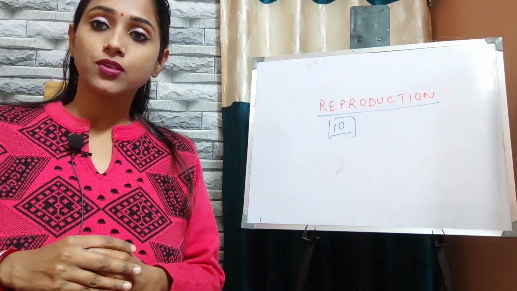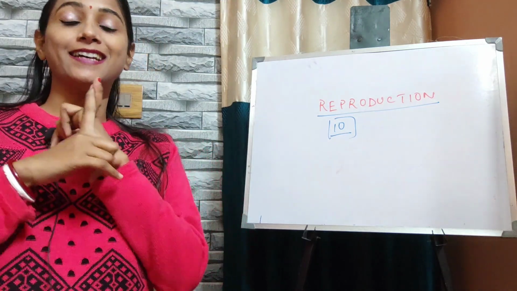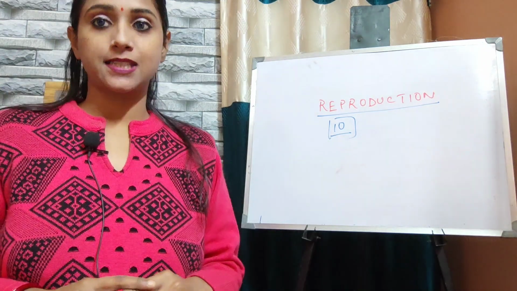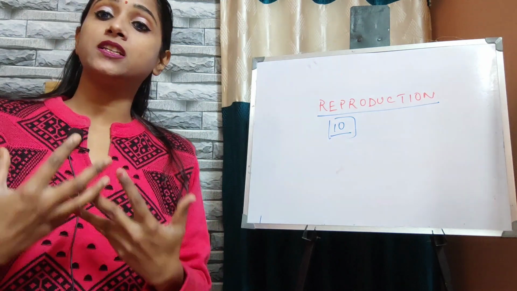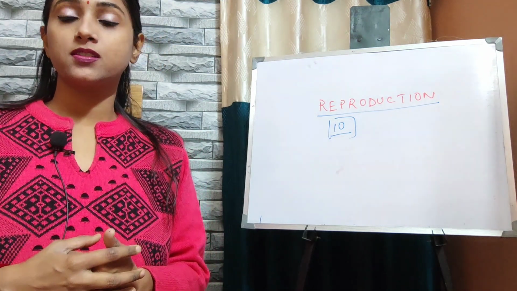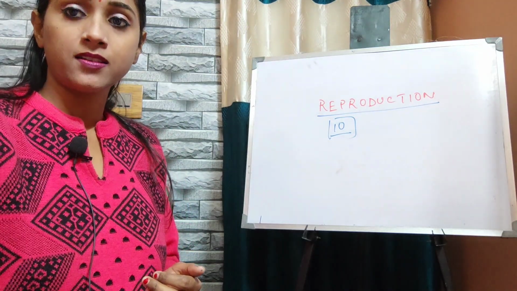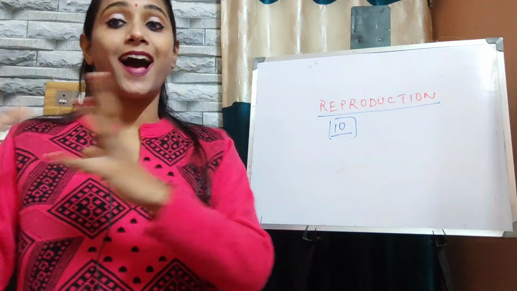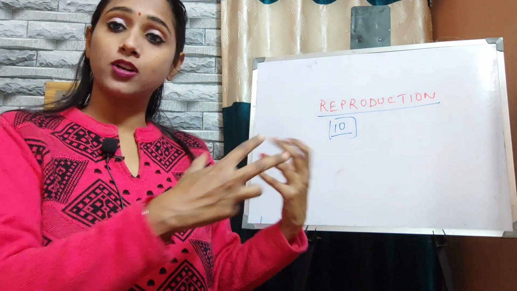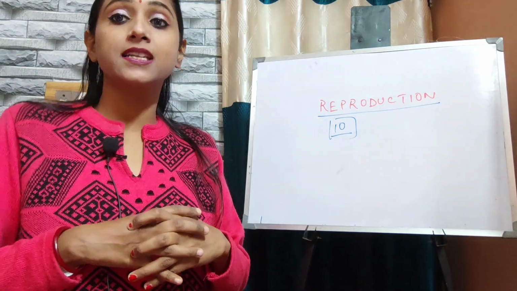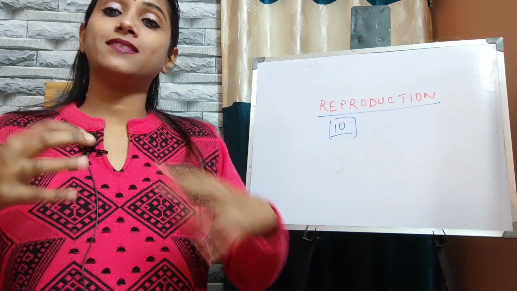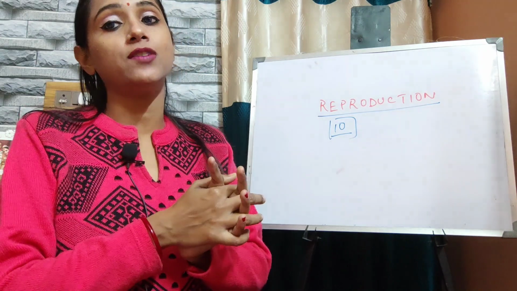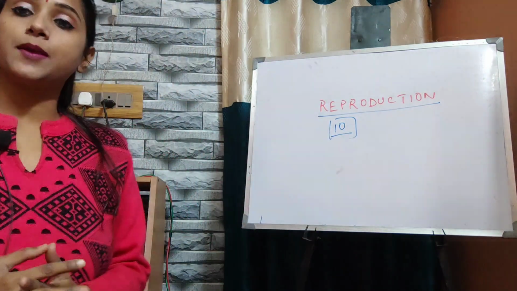Now what is the importance of reproduction? First of all, it helps to maintain the continuity of the individuals or the continuity of the race. Second, it helps to increase the number of the individuals. Third, suppose one organism dies, there are other organisms, new offsprings, to compensate that loss. Another thing, if reproduction is not done, then those organisms will be endangered and ultimately become extinct, like in the case of dinosaurs. So this is the importance of reproduction.